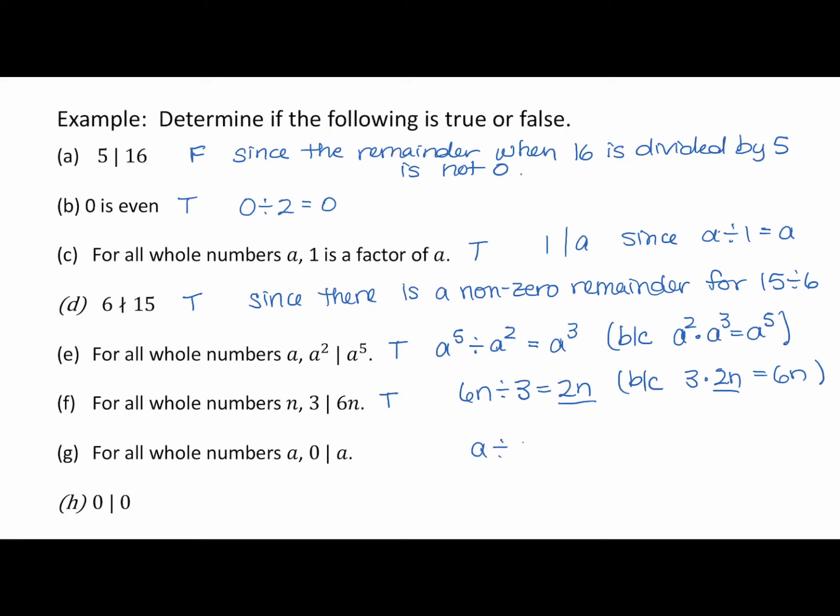Well, in the last chapter, we talked about a divided by 0. What did we find? This is undefined. So does 0 divide a? No, it does not. So that's false. And lastly, 0 divides 0. Again, we saw in the last chapter that 0 divided by 0 is undefined. So this is also false. All right.